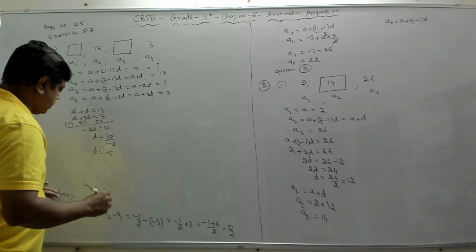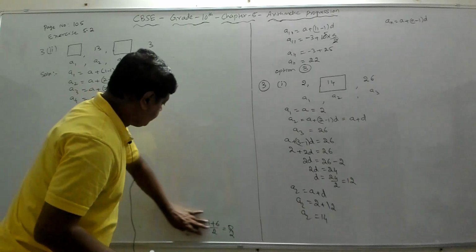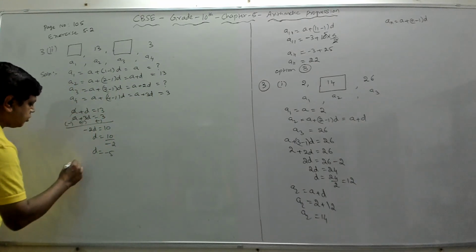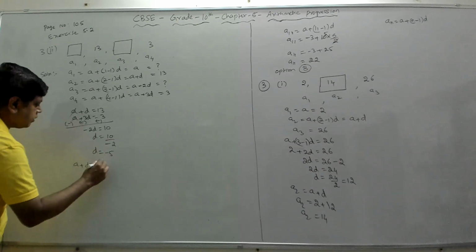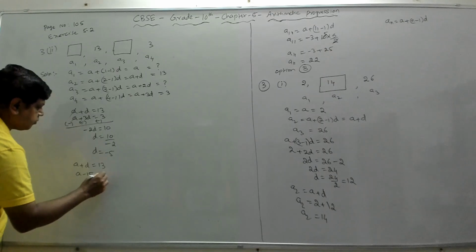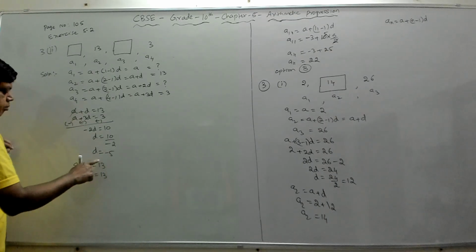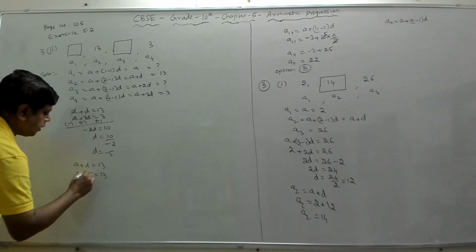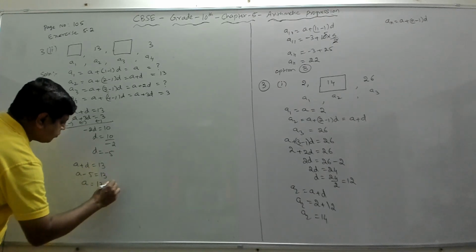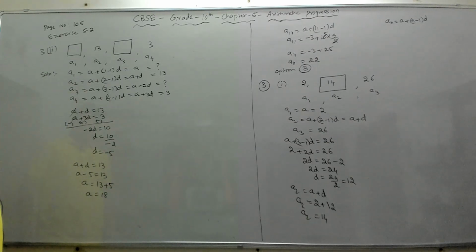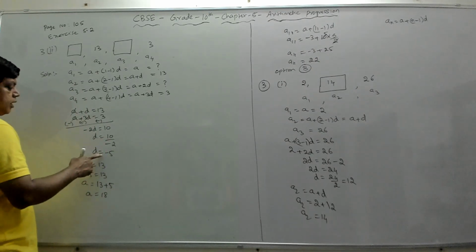Now we found D. Now we should find A. What will be A? A plus D is 13, and D is minus 5. So A minus 5 is 13. Instead of D, I am putting minus 5. So your A becomes 13 plus 5, since minus 5 goes to the other side. So your A is 18. So we have found A is 18 and D is minus 5.